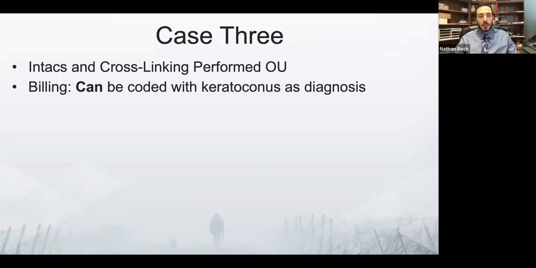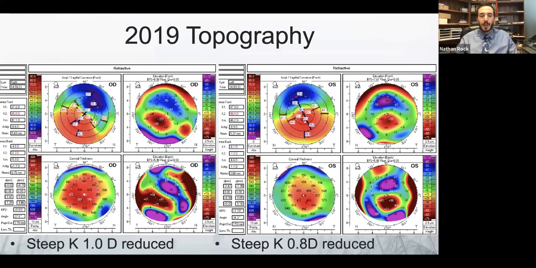And then for patients with a poor best corrected visual acuity, Intacs, because it regularizes or improves the regularity of the shape of the cornea, can help to improve the best spectacle corrected vision as well as reduce the curvature of the cornea. So after the Intacs and cross-linking, the cornea is a little bit more regularized.